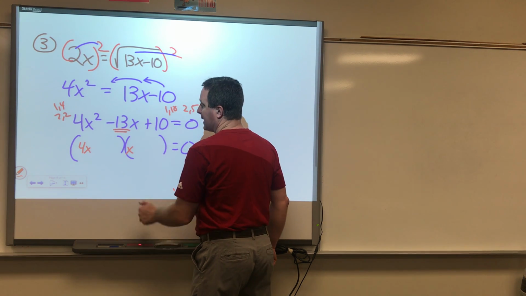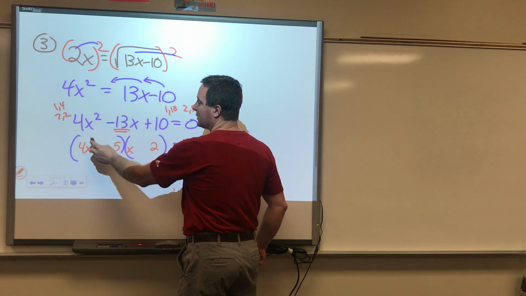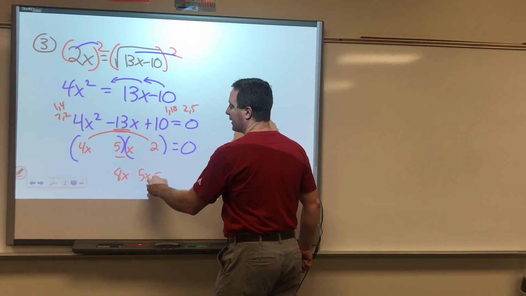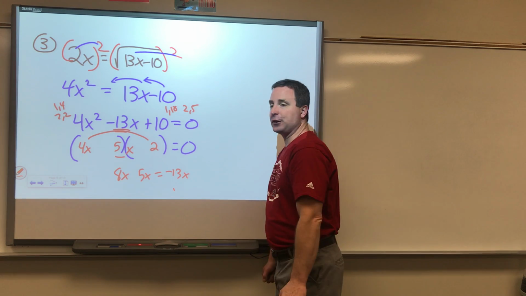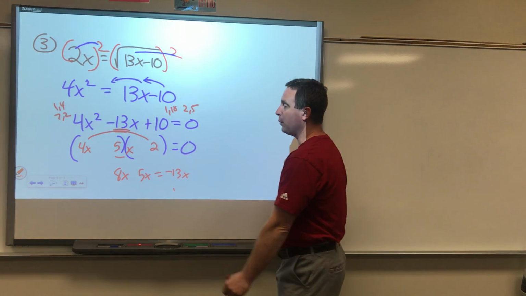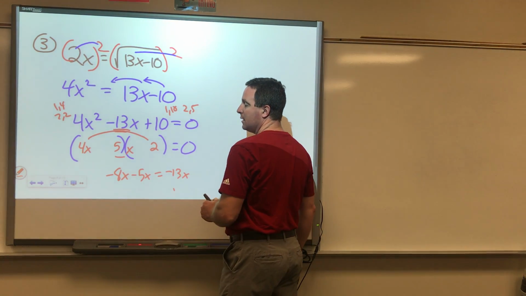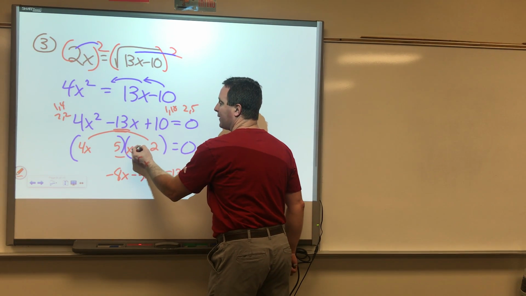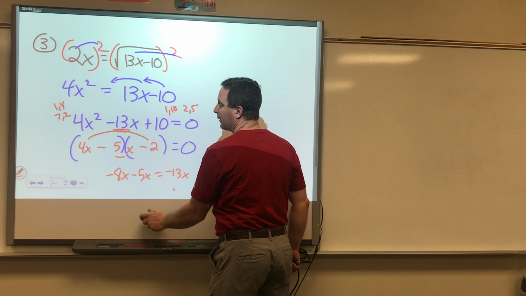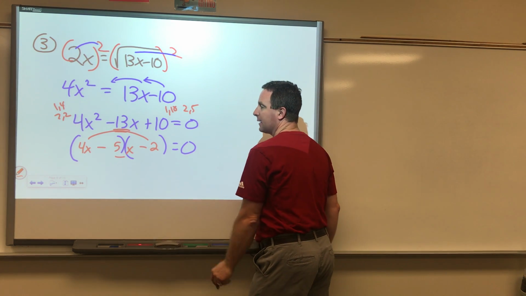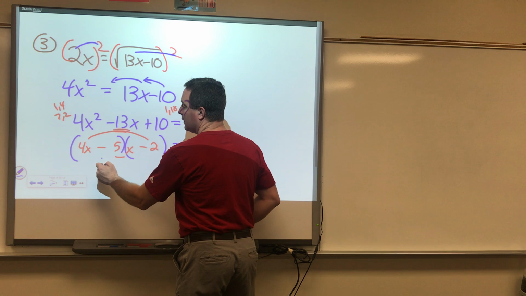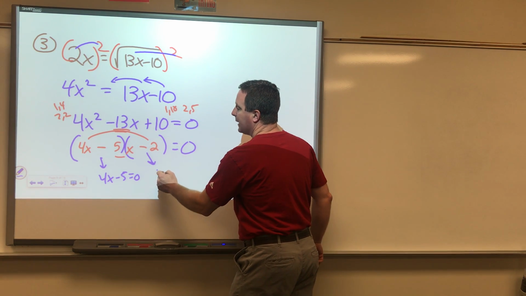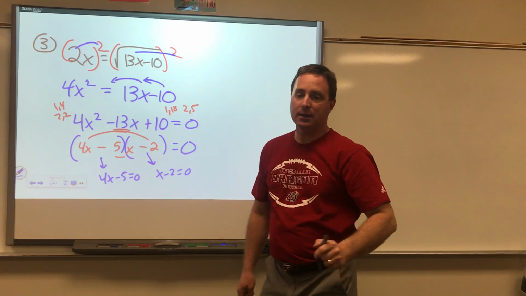The factoring can maybe take a little bit of a while, but if I do a 2 and a 5, let's check this. There's 8x and 5x. Can I get negative 13x out of the deal? And I can if they're both negative. Negative 8 minus 5 is negative 13. So I get negative 8 right there, negative 5 right there. And if I solve it, 4x minus 5 equals 0, and x minus 2 equals 0.